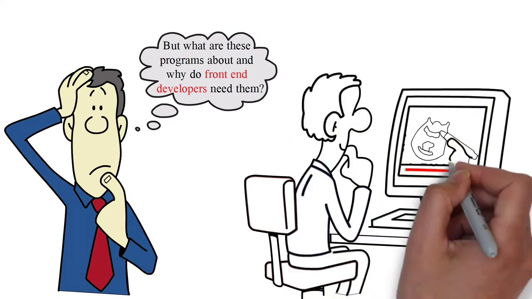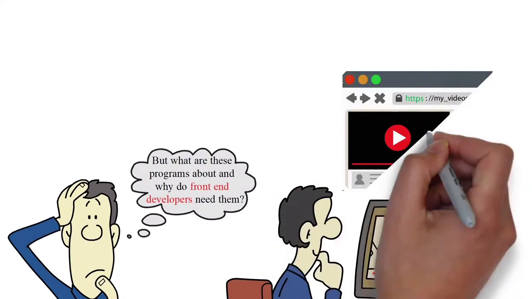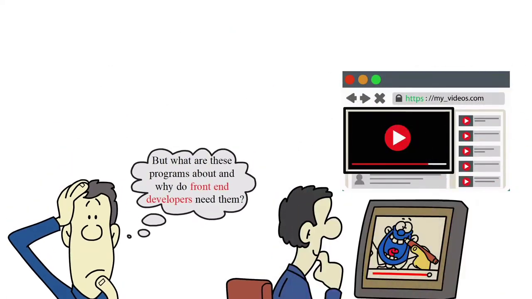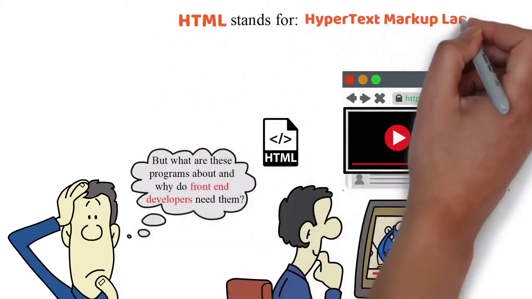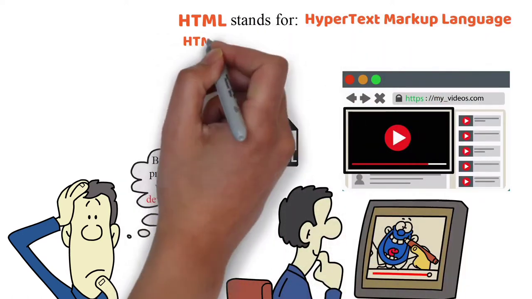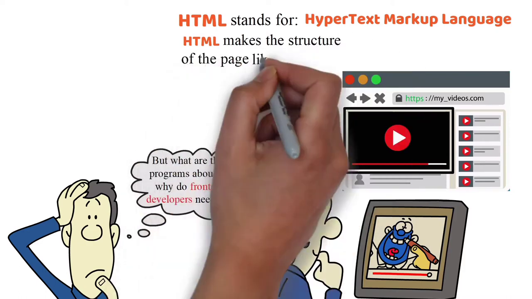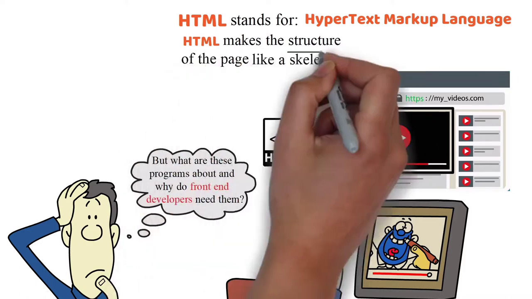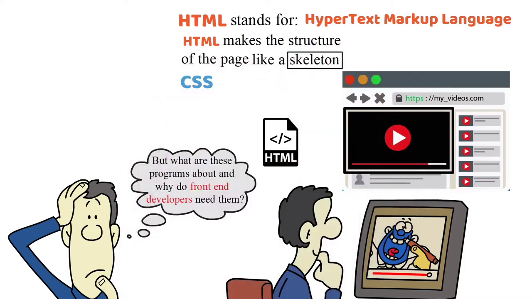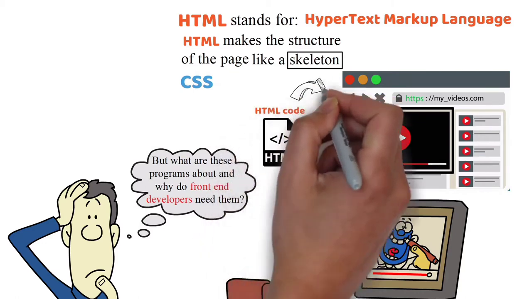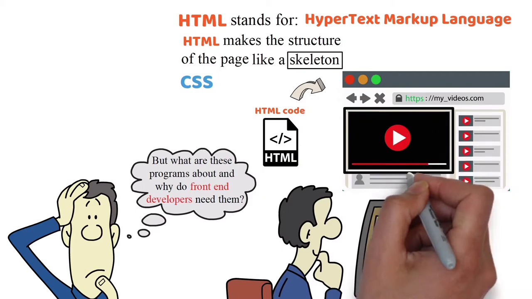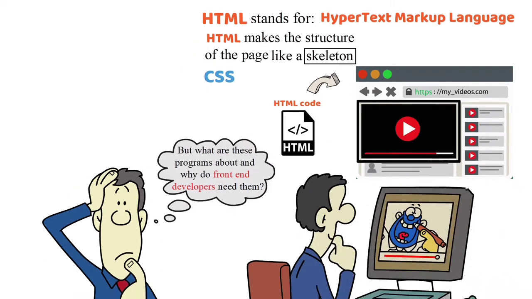Imagine the YouTube screen you are looking at right now. All the containers, like the rectangular container in which this video is playing, are a product of HTML code. HTML stands for Hypertext Markup Language. HTML makes the structure of the page like a skeleton that will be styled with CSS. For example, the HTML code is telling your computer to display the video in this container.